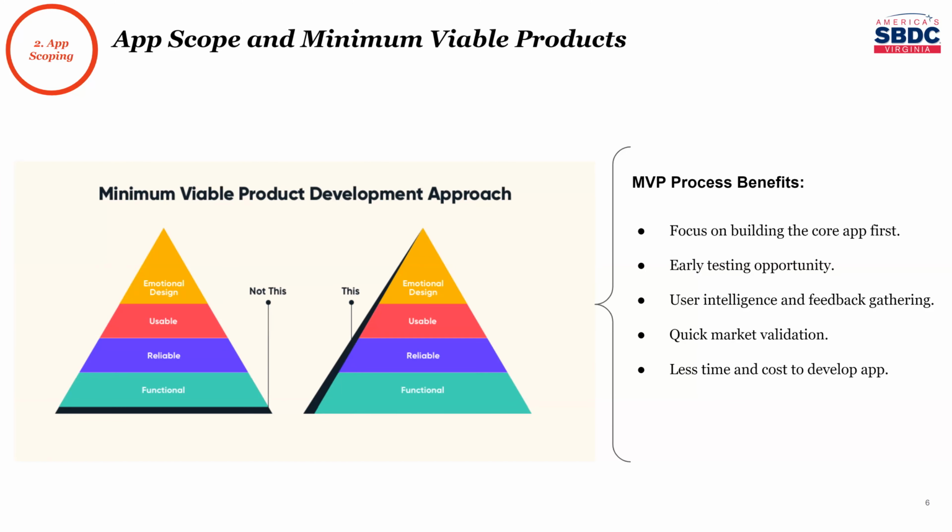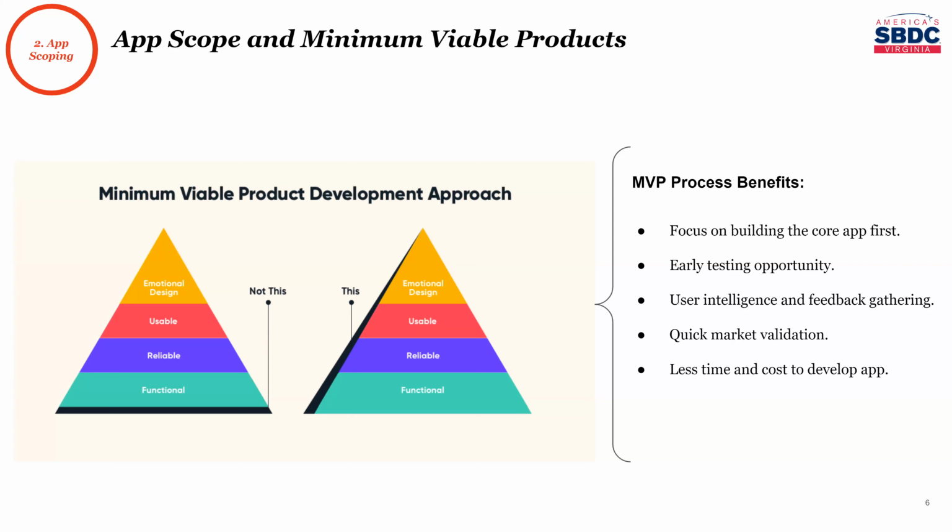The second step is defining the scope of your app and developing a minimum viable product. This is an important step so that you don't end up going over budget and over time on your app development, which is, in my experience, the number 1 cause that businesses fail developing an app and get frustrated with the process, and it doesn't end up paying off for them.